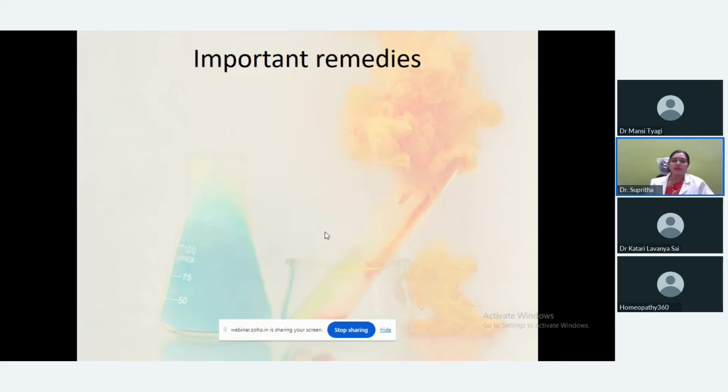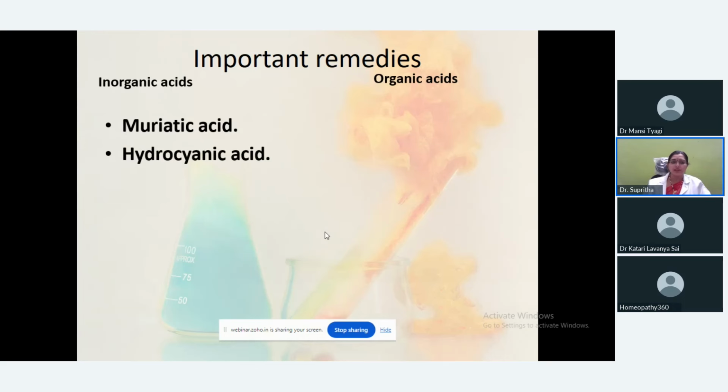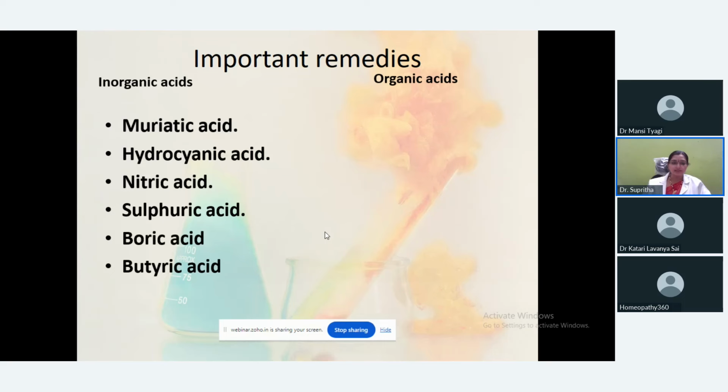Coming to the important remedies in homeopathy, whether it be inorganic acids or organic acids. First we'll list out the inorganic acids, that is muriatic acid, hydrocyanic acid, nitric acid, sulfuric acid, boric acid, butyric acid, chromic acid, phosphoric acid. Coming to the organic acids, so benzoic acid.